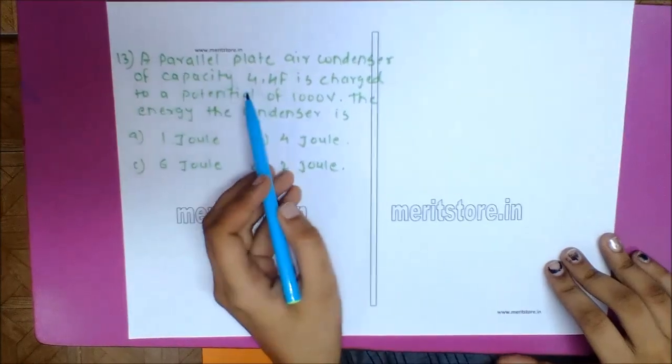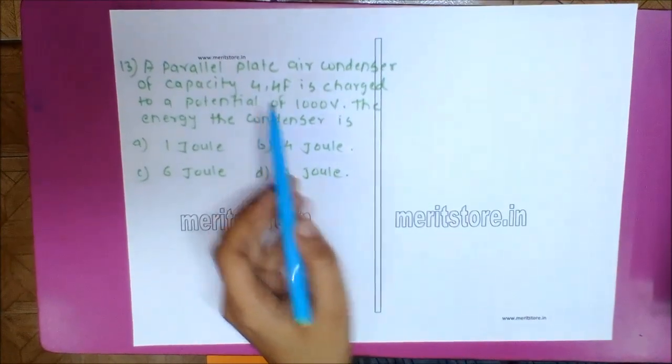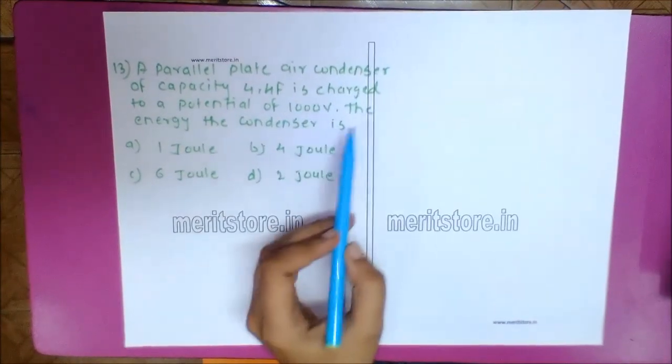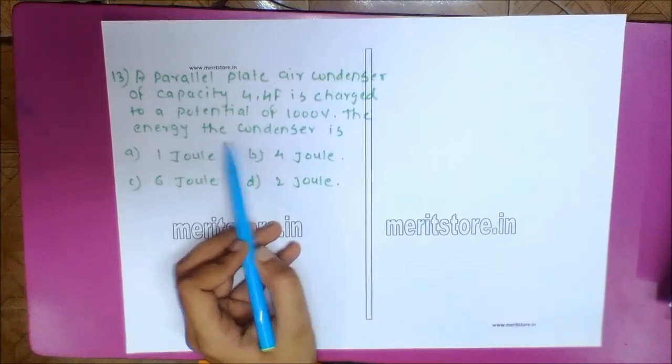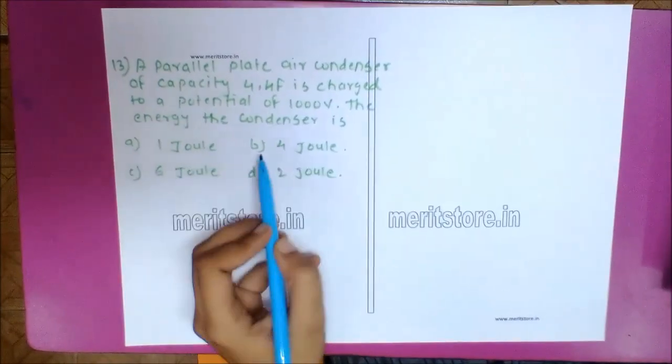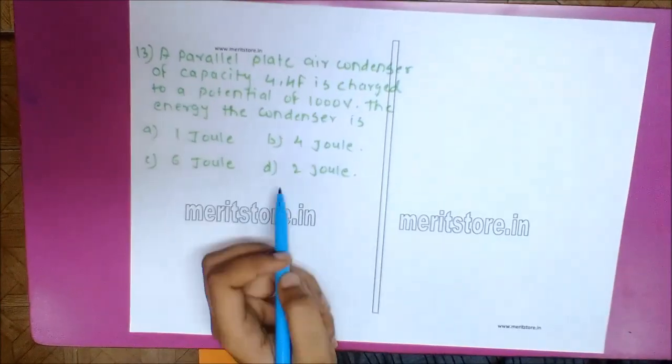A condenser of capacity 4 mu F is charged to a potential of 1000 volts. The energy of the condenser is: A. 1 joule, B. 4 joule, C. 6 joule, D. 2 joule.